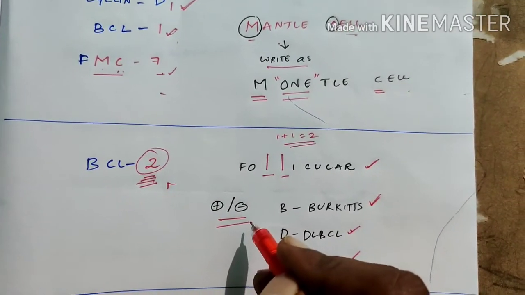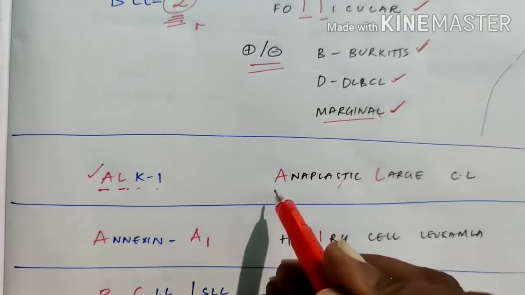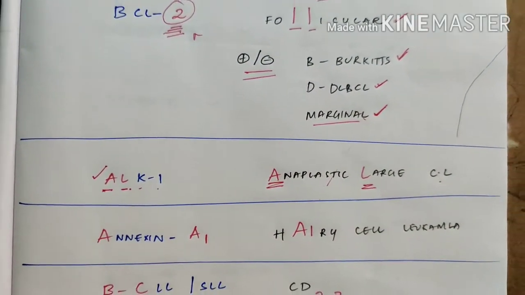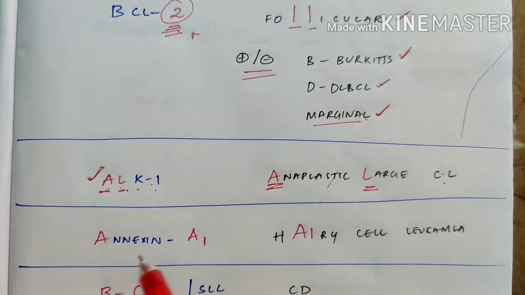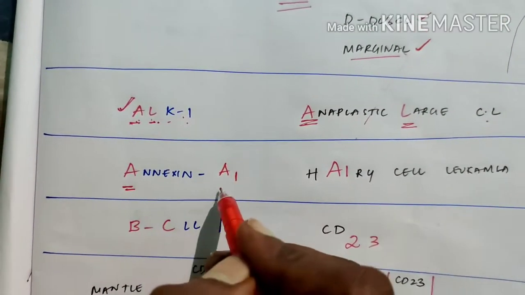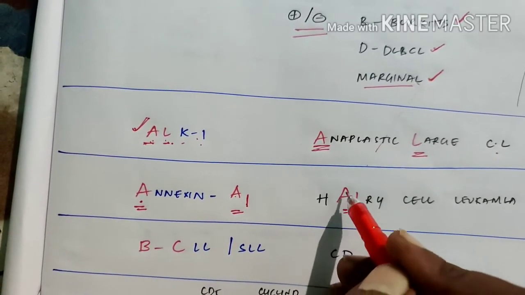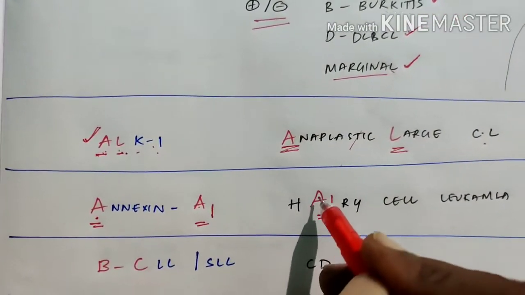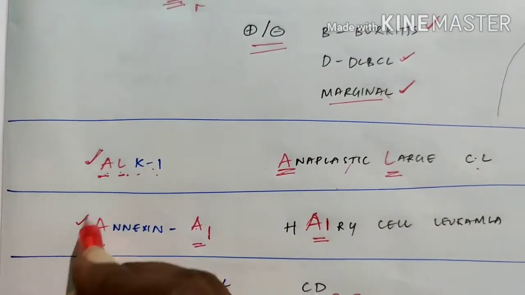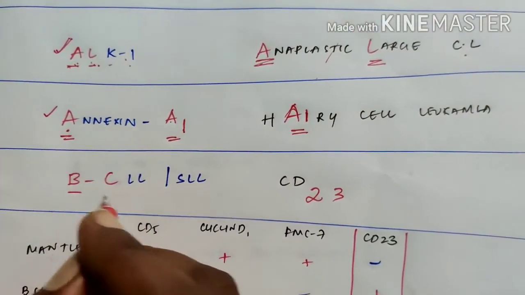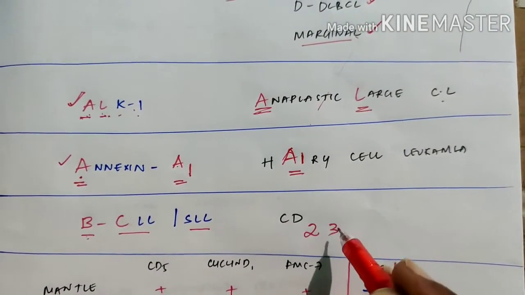Here comes ALK1: AL, anaplastic large cell lymphoma. Simple one, ALK1, anaplastic large cell lymphoma. And next, in A1, hairy cell leukemia, in AI, you write as A1. So hairy cell leukemia, annexin A1. Simple it is. BCLL SLL. The specific marker for BCLL SLL. Why am I telling CD23?